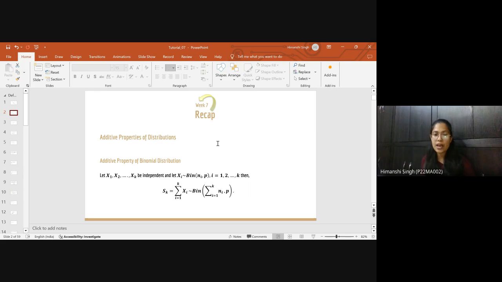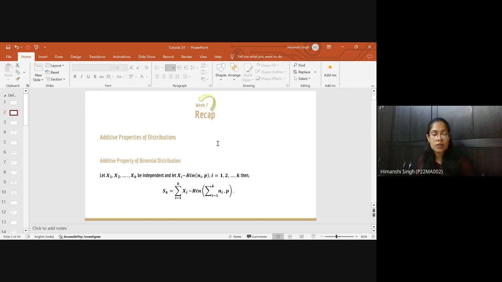So basically, if I have X1, X2, ..., Xk random variables which are independent, and each of the random variables is following a certain probability distribution, then what will be the distribution of the sum of those random variables? So we will be discussing those properties, and we will be considering some of the distributions which we have already discussed in the previous lectures.